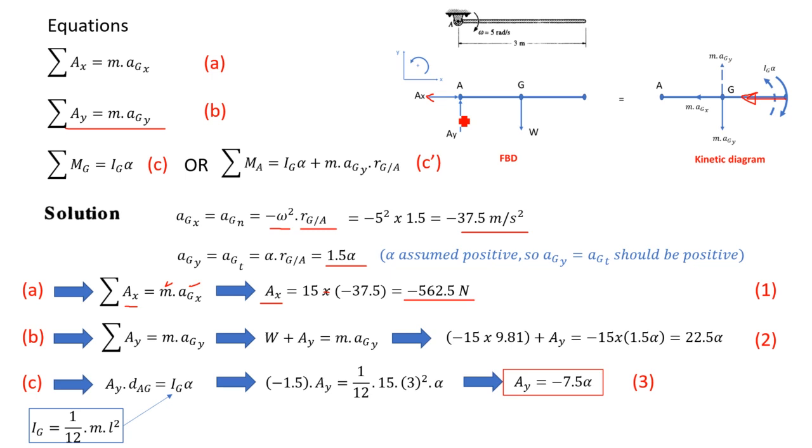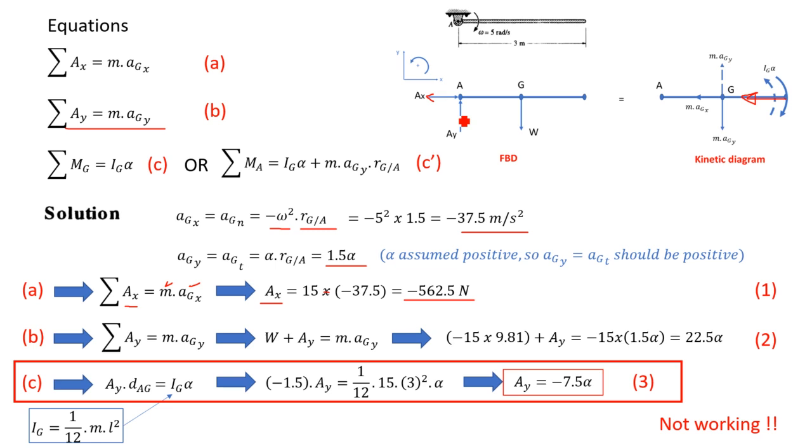Well, actually, I think I can do that. But anyway, I think this will be another relation. We're going to have two relations of the A_Y in terms of the alpha. So I'm going to ignore this one. I will go to the moment around the point A. So I can calculate the force, sorry, the reaction at the point A, and I'm going to focus on finding the alpha. So let's go to the other equation, the equation C prime.